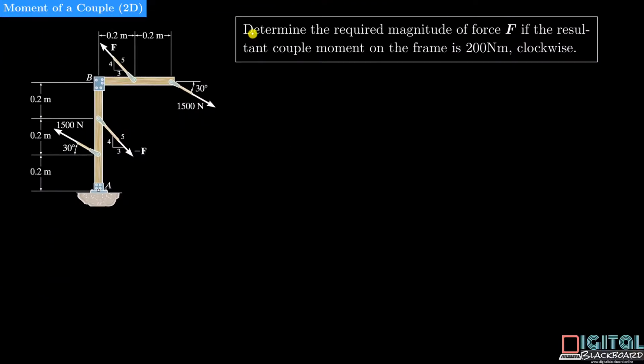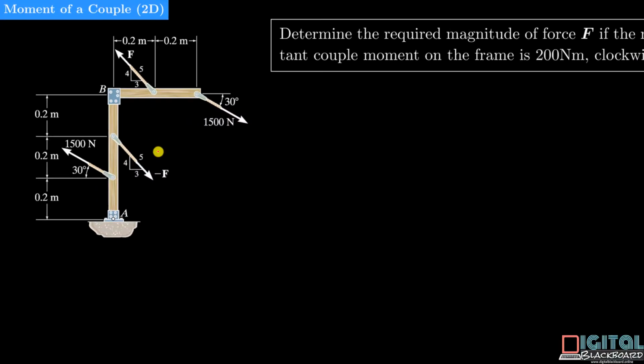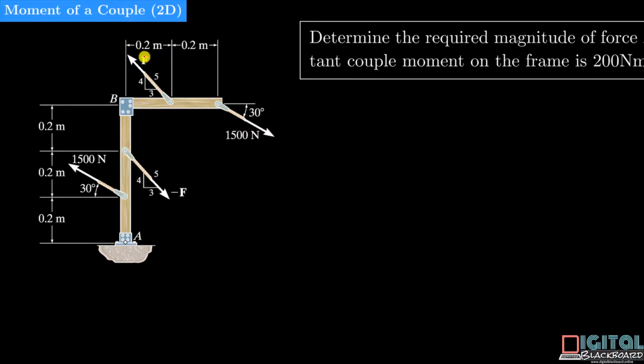Our next question is slightly more complicated. Determine the required magnitude of force F, which is this force here, if the resultant couple moment on the frame is 200 Newton meter clockwise. Looking at this diagram, we know that this force F here and this force minus F here form a couple. And this force here, 1500 Newton, and this force here, which is equal and opposite in direction, form another couple.